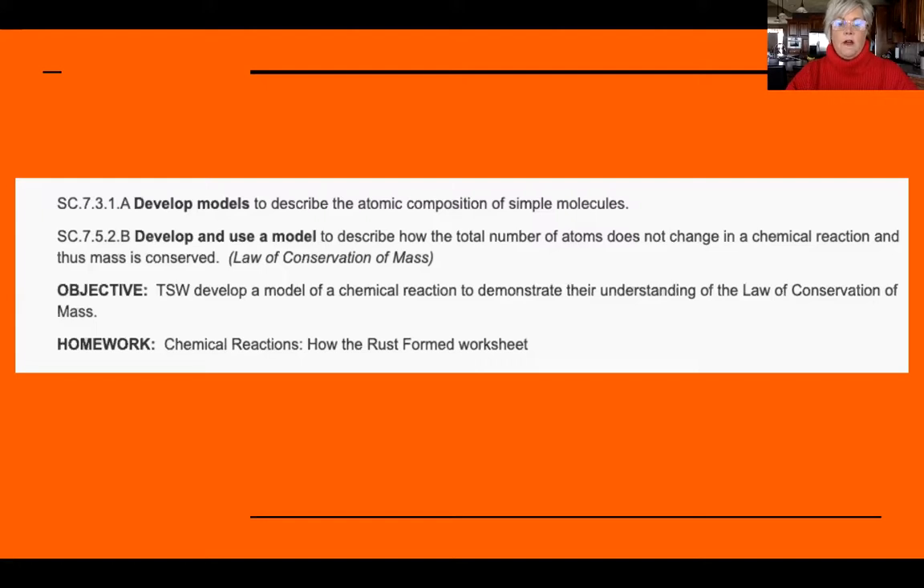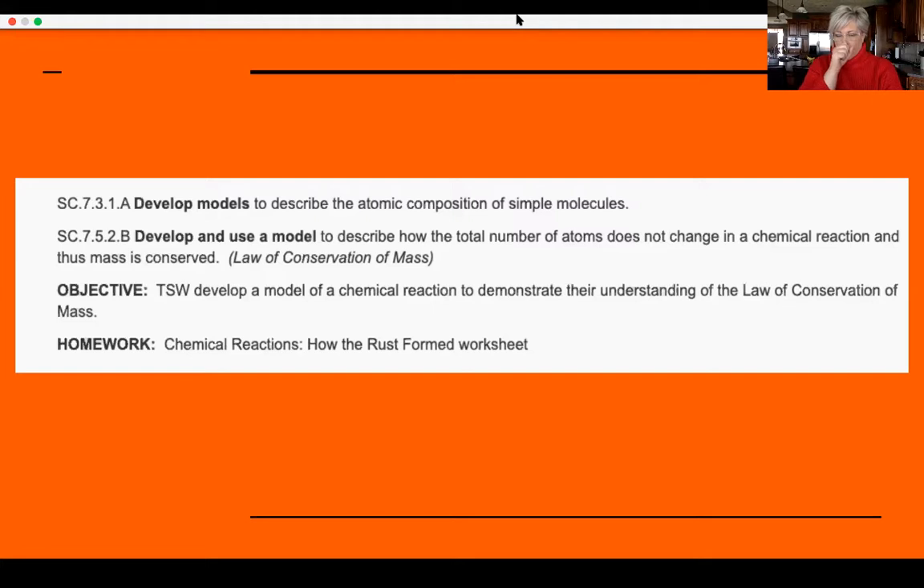Develop and use a model to describe how the total number of atoms does not change in a chemical reaction, and thus mass is conserved. Hang on one second. I had a frog in my throat. I had to cough. Okay, if you remember, we've talked a lot about the conservation of mass, and that means whatever atoms we had to start with, our reactants, after that chemical reaction has taken place, those same number of atoms are on the product side. No atoms go away and nothing new comes. We have to keep track of those atoms. So I'm going to ask you to consider that for your assignment today too.